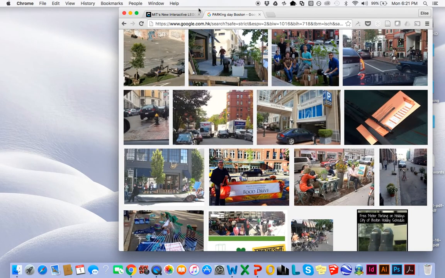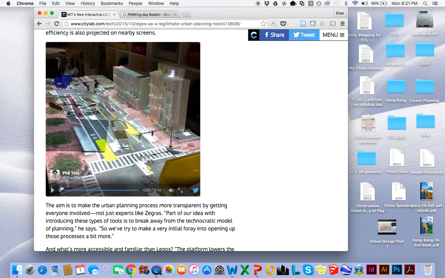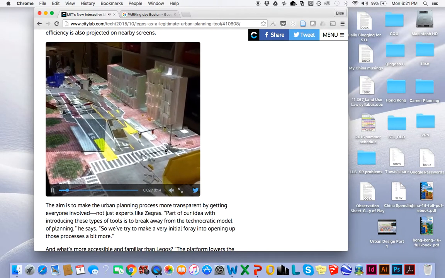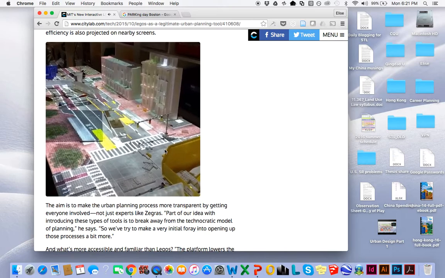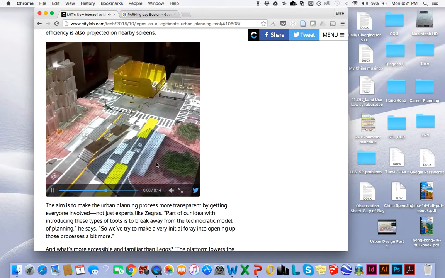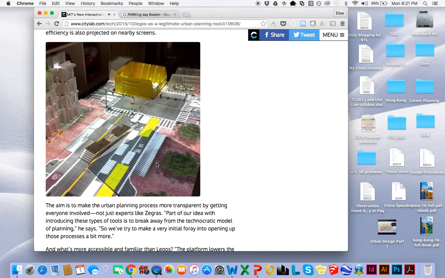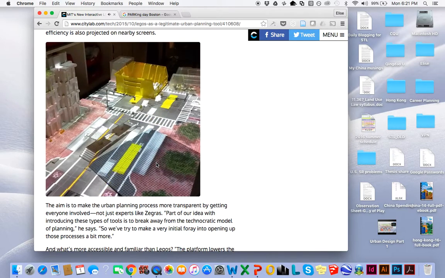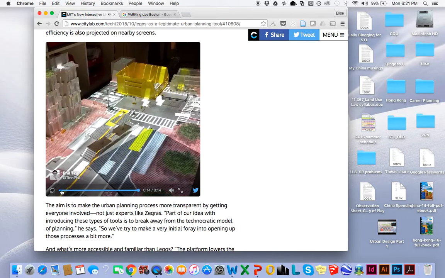Oh, wait, hold on. I'm sorry. There's one thing I forgot, and I haven't stopped recording. This is a video of visualizing the bus stops as it goes through the city, and the way the traffic would flow. So let me just show that to you one more time because it's a very short clip.